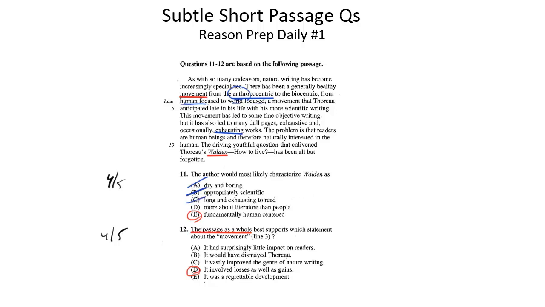More about literature than people. This is an example of an opposite answer choice. It's actually the opposite, right? Walden is about people, not about the world as much. So we can get rid of D.